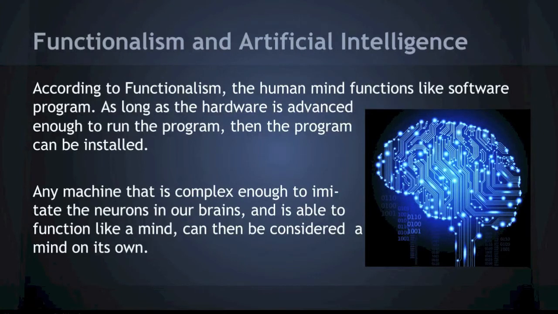Functionalism and artificial intelligence. According to functionalism, the human mind functions like a software program. As long as the hardware is advanced enough to run the program, then the program can be installed. So it can be said that our minds are like a computer, just a process that happens. And so if a computer can function like a mind, then the computer has a mind. Any machine that is complex enough to imitate the neurons in a brain and is able to function like a mind can then be considered a mind of its own.